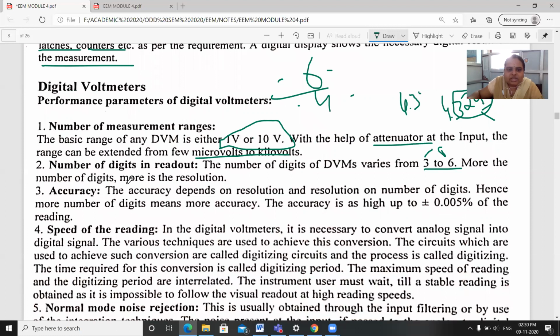Then about accuracy: accuracy depends on the resolution. Resolution, as I told, is how many digits you are going to display; that many accurate values you will be getting. It depends on the resolution and the number of digits. Hence, more digits means more accuracy. The accuracy is as high as plus or minus 0.05% of the reading, and the accuracy range is plus or minus 0.005%.